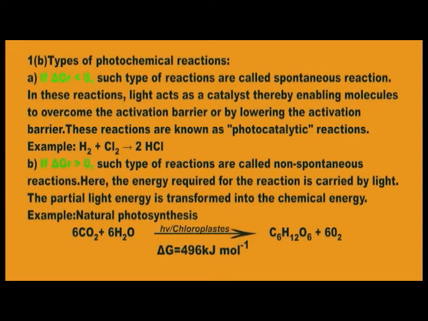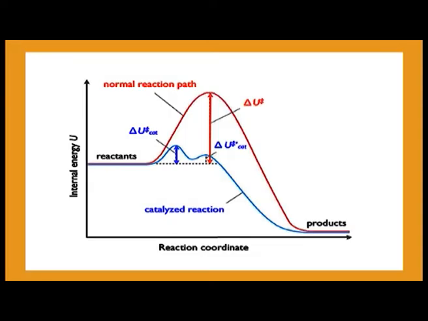A second type of photochemical reactions are there in which delta G is greater than 0. Such type of reactions are called non-spontaneous reactions. Here, the energy required for the reaction is carried by the light. The partial light energy is transformed into chemical energy. The example of such processes are natural photosynthesis. On the screen, you can see the energy profile diagram for a normal reaction and catalyzed reaction.